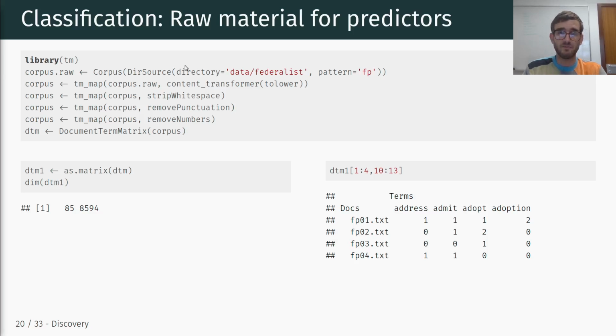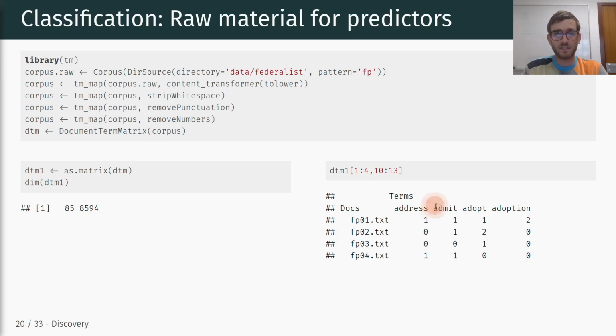So here with our 85 Federalist Papers, if we look at the dimensions of our document term matrix, we have 85 rows, so that's for our 85 documents, and we have 8,594 columns. So that's 8,594 individual tokens, individual terms that appear in any of those documents, right? And if we look at just a little snapshot of the document term matrix, the first 4 rows and just 4 different columns, we see these are the different terms, the vocabulary that is included across the entire corpus.